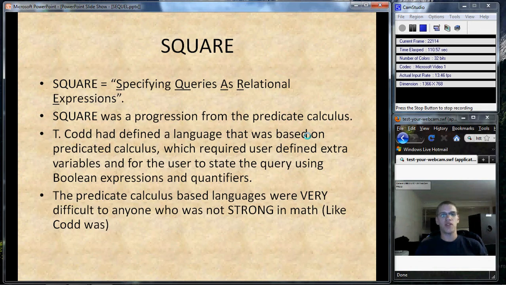The predicate calculus has some requirements. It requires users to define extra variables for everything. You can't implicitly say anything. You have to use extra variables, and they have to state every query using Boolean expressions and quantifiers. Predicate calculus-based languages were very difficult for anyone who was not strong in math, which was okay for Ted Codd because he was very strong in math. That's who he was.